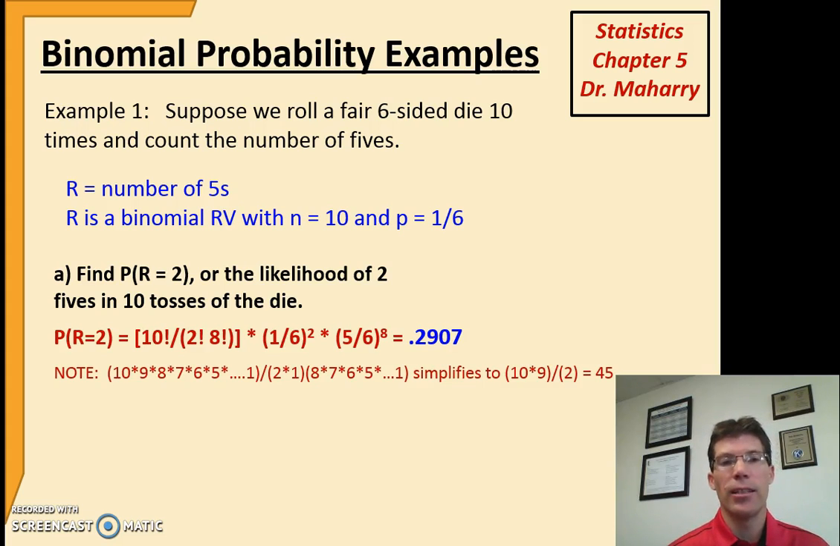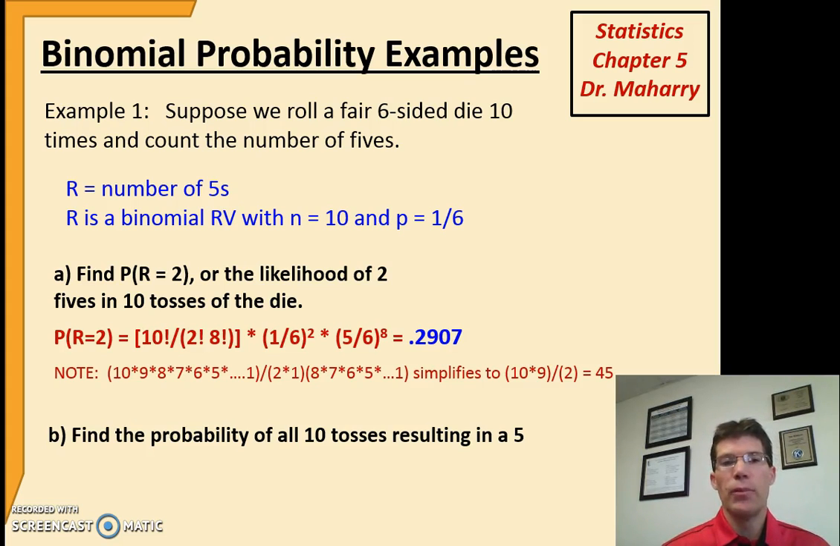10 factorial is 10 times 9 times 8 times 7, etc. 2 factorial is 2 times 1. 8 factorial is 8 times 7 times 6 all the way down to 1. So I have 8 times 7 times 6 all the way down to 1 in the numerator and in the denominator. Those cancel each other out, and I'm left with 10 times 9 over 2 times 1, or 90 over 2, which is 45. What that represents is, if I have 10 tosses of the die and I want exactly 2 of them to be 5s and the other 8 to be something else, there are 45 different ways I could arrange 2 successes in 10 trials. That's what that part of the formula is giving us.